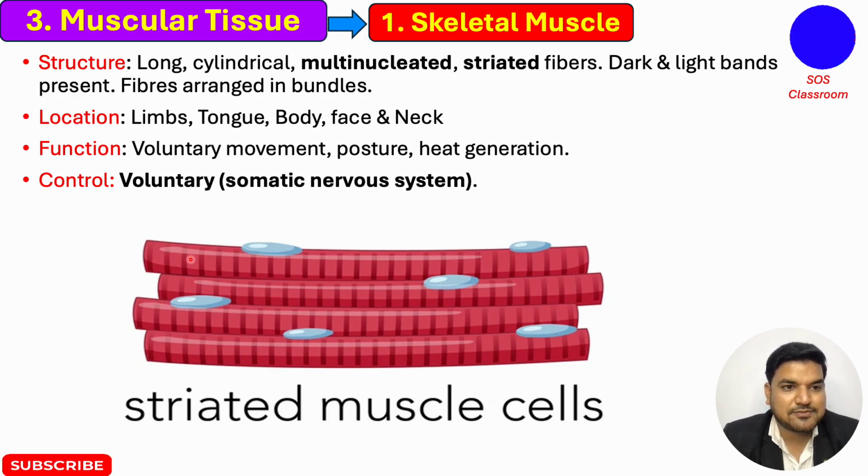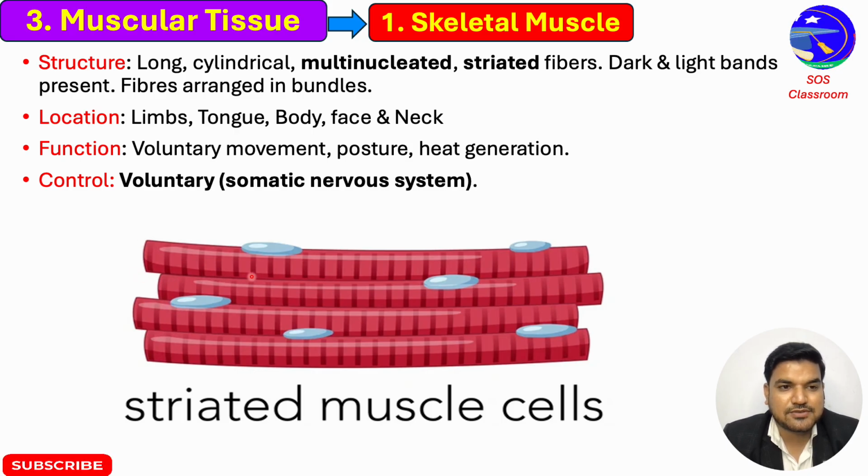So the dark and light bands are present on the skeletal muscle cells. This is called striated fibers. These are multinucleated, with one nucleus and another nucleus present in the skeletal muscle, and the fibers are arranged in bundles. You can see different types of fibers arranged in bundles.